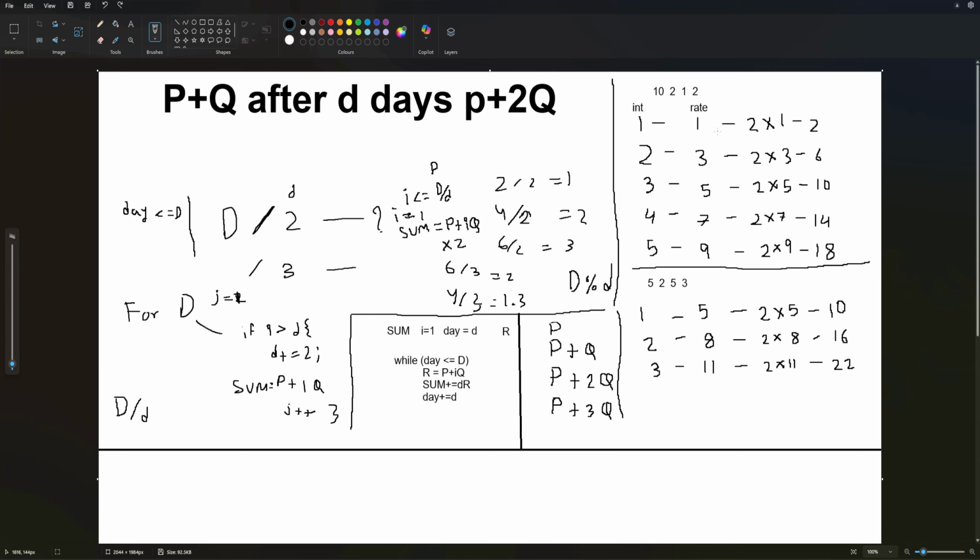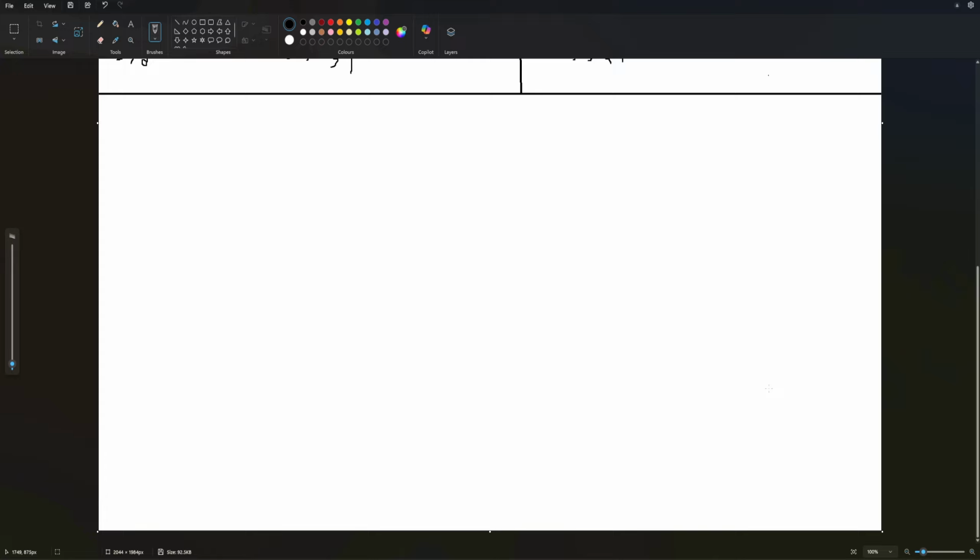So you can clearly see we are adding a fixed increment in every interval. Every d days the rate increases by Q. In the first example, Q is 2, so the rate is increasing by 2. In the second example, Q is 3, so the rate is increasing by 3. This is basically an arithmetic progression. The rate is changing every interval and we are multiplying that rate by d days each time.